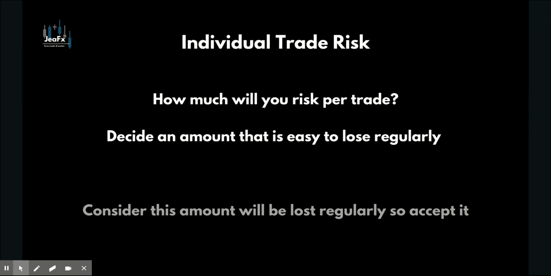So decide an amount that's easy to lose regularly, set that in stone in your trading plan, because if you start breaking away from this and you start changing your risk per trade, that is when everything goes detrimental, right? Been there, done that. If you start out at 2% risk and you lose a few trades and you decide to up the risk to try and win that back, you're just going to lose more, right? And this is when things start to get out of hand.